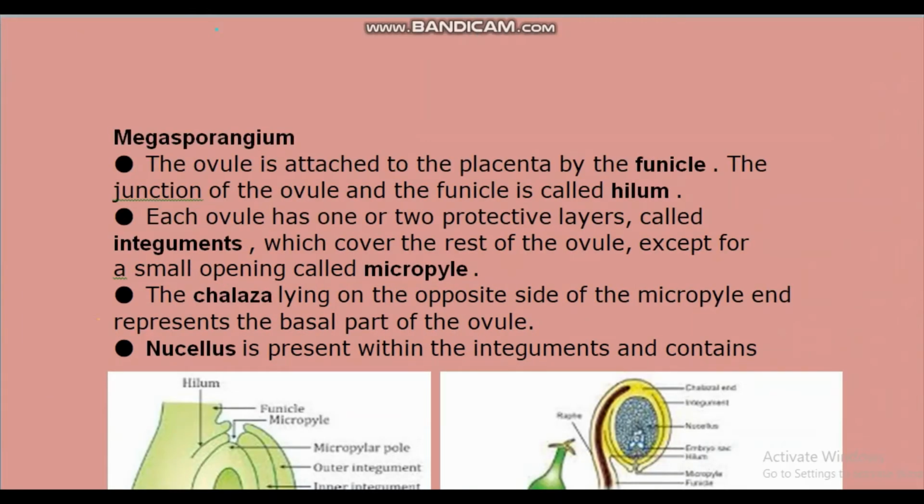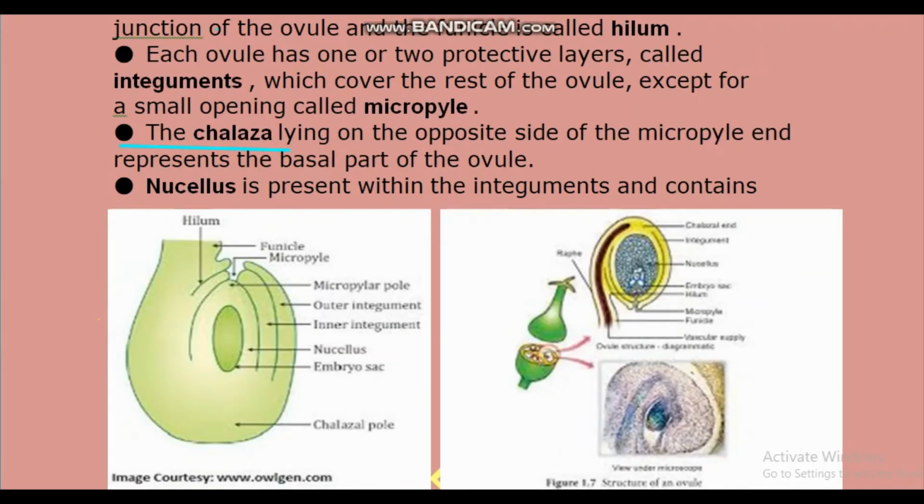Now the next topic is megasporangium. Already we have discussed microsporangium. Now in this topic we will discuss what megasporangium is. So this is megasporangium. Let me underline it. Megasporangium is nothing but the structure of the ovule. This is the ovule, the megasporangium.